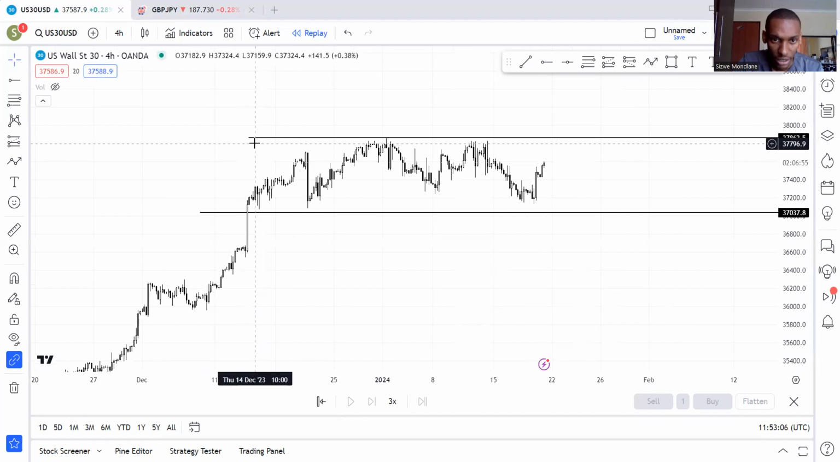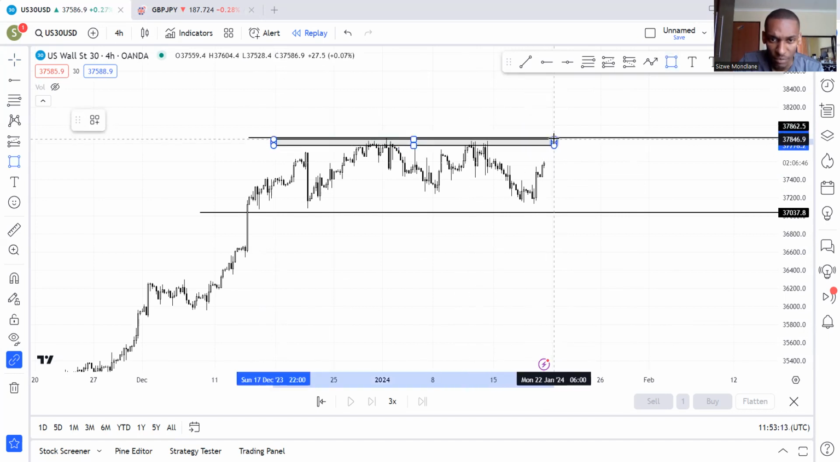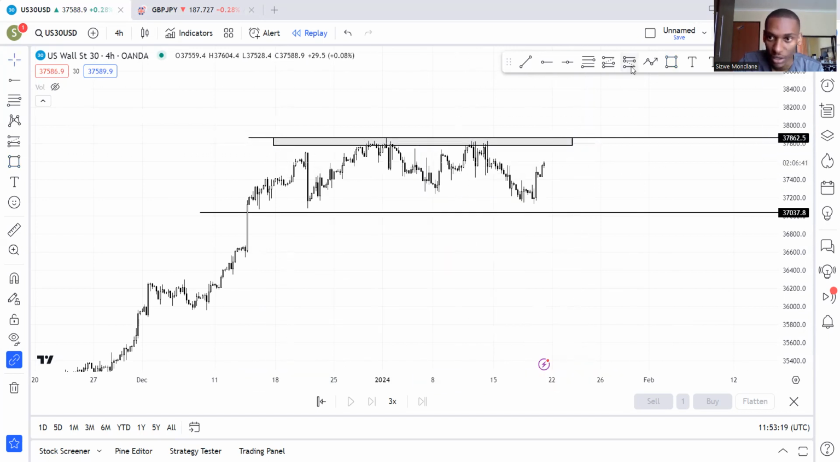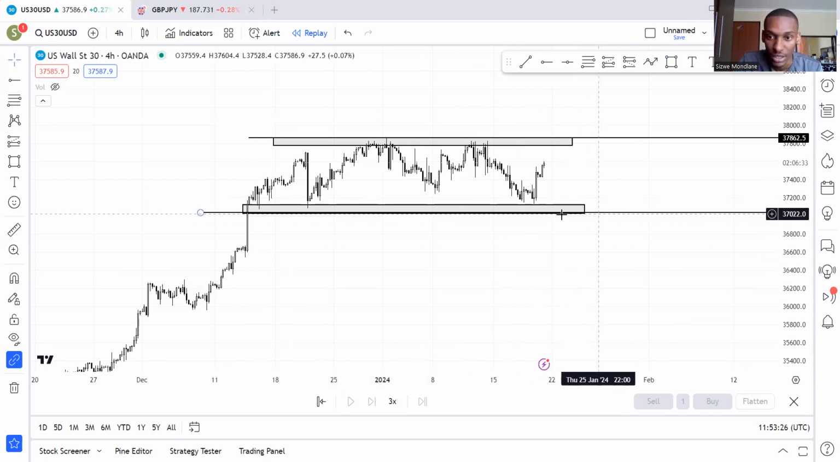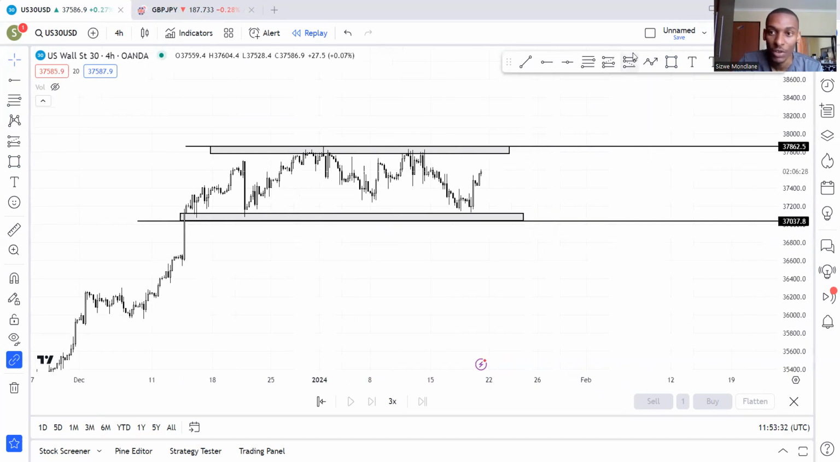Let me draw the resistance level here. We have a beautiful, clear resistance level. If you are a beginner, what you have to do is wait for price to get to your resistance level. That's when you'll be looking for selling opportunities. Do not trade in the middle of a range pattern. You have to wait for price to get to your resistance level, and then you look for selling opportunities, and then you wait for price to get to your support level, and you look for buying opportunities.